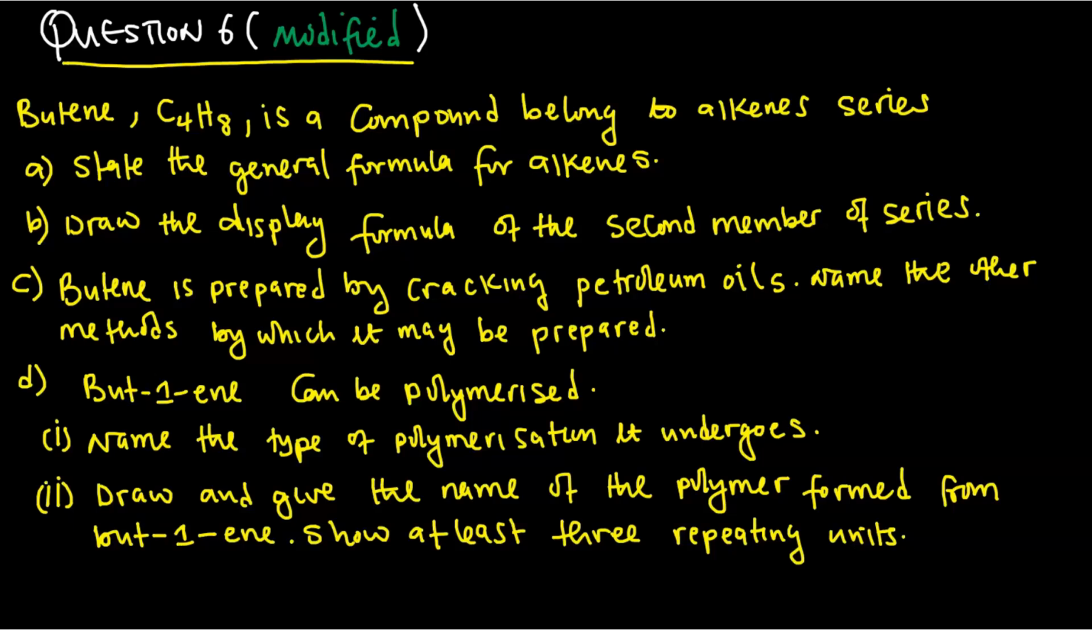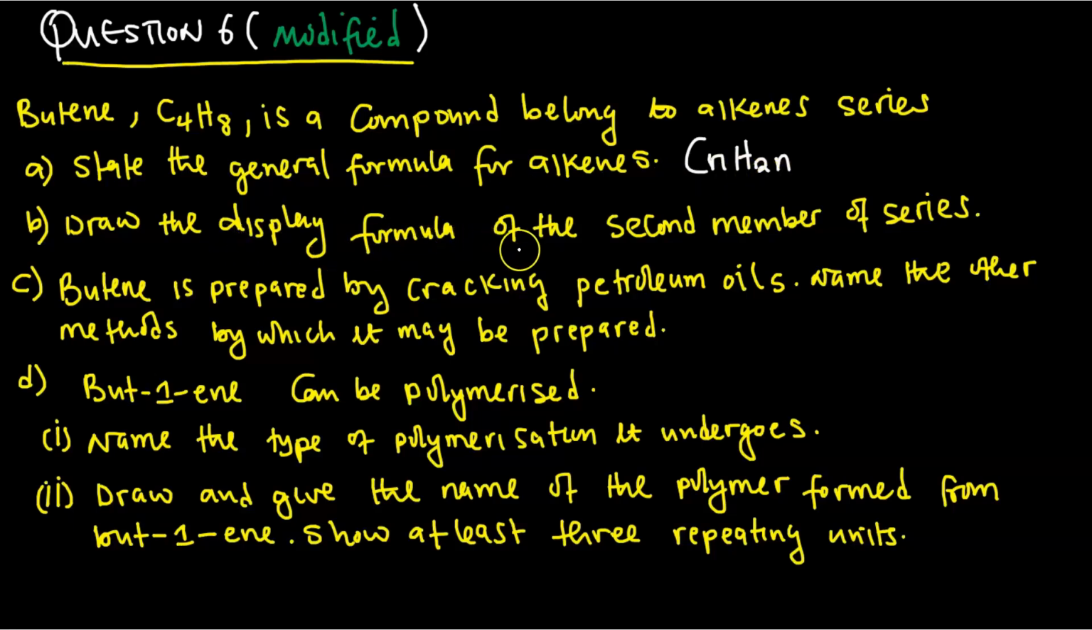Butene, that is C4H8, is a compound that belongs to alkenes. So here specifically they've told you that butene is a compound that belongs to what? Alkenes. State the general formula of alkene. So this one is just a repetition of what we've answered. The general formula is CnH2n. That is the general formula for alkenes.